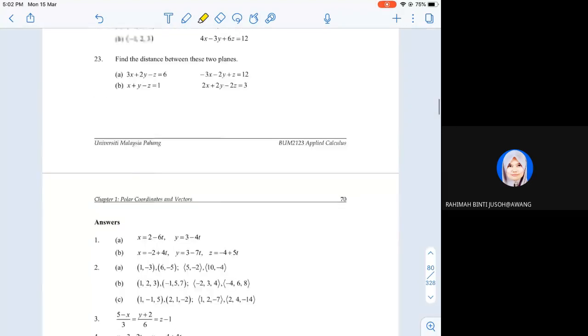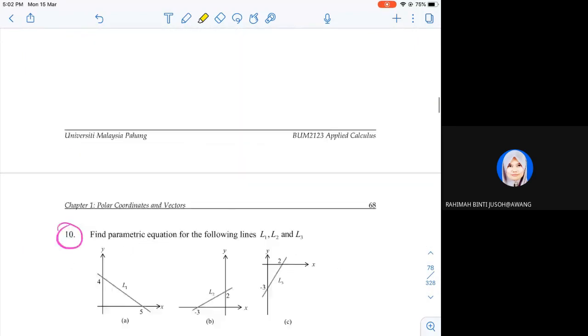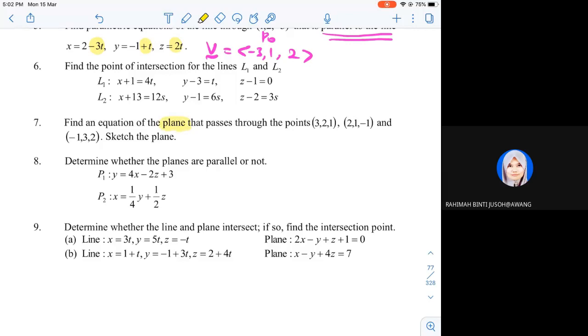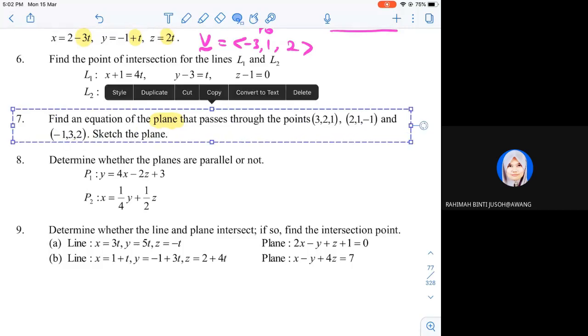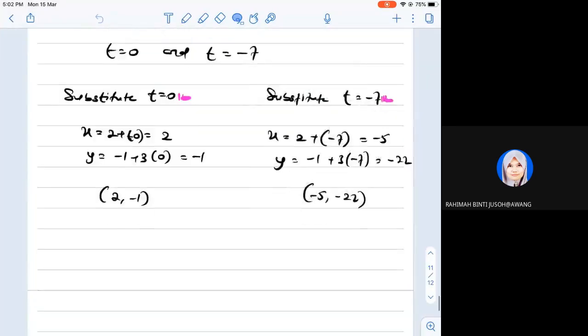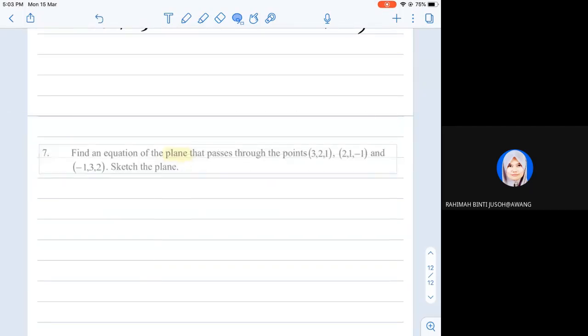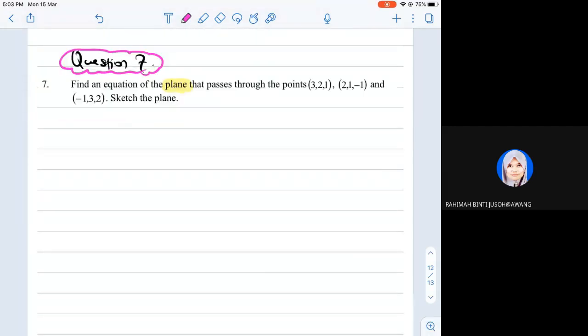Okay, next question. Let's do the lines question. Lines now. No, plane. Plane. Okay, so let us do question number 7, equation of plane. The plane passes through the points. We have 3 coordinates here. Okay, so that settles equation of line. Let's do equation of planes. Question 7. A plane that passes through 3 points.